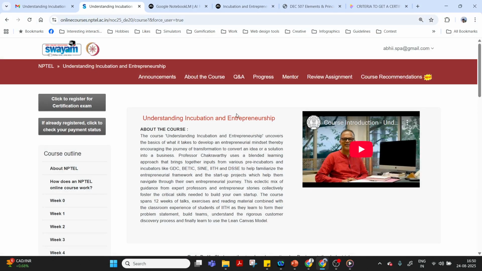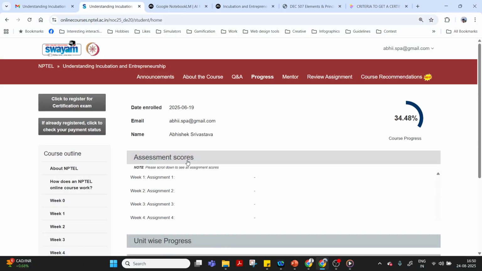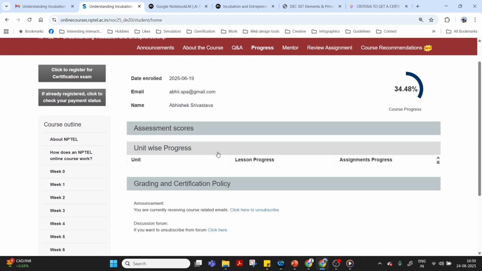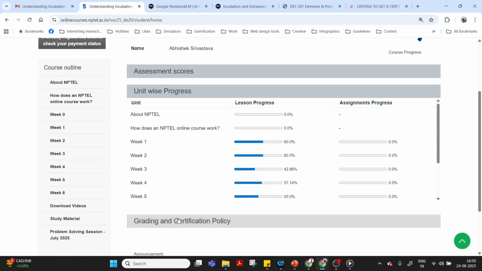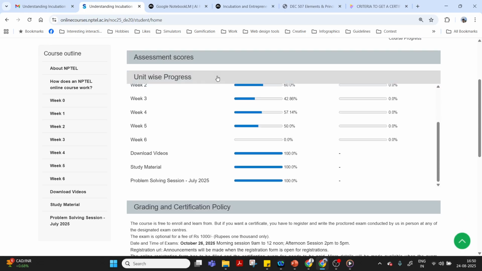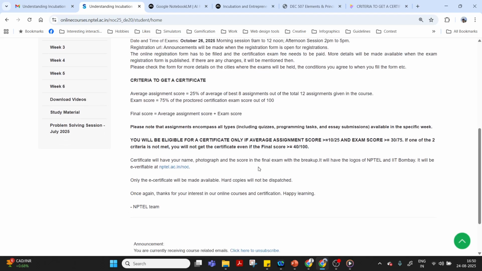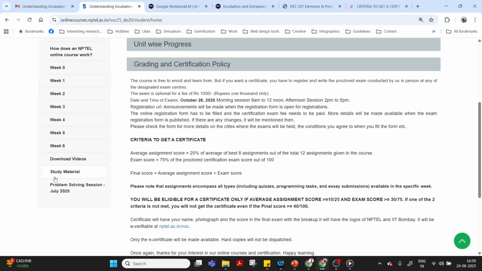Okay. So here, if you see, I was referring to the progress. You would be able to see your scores till assignment 4, I believe, if you have opted for unit-wise progress, and the grading policy. Although the grading policy is something which I also showcase in my slide deck, I think it's always good for you to refer to it for a clearer picture.